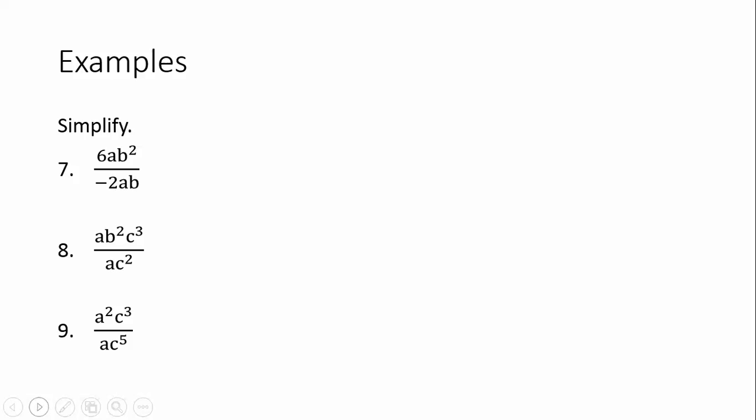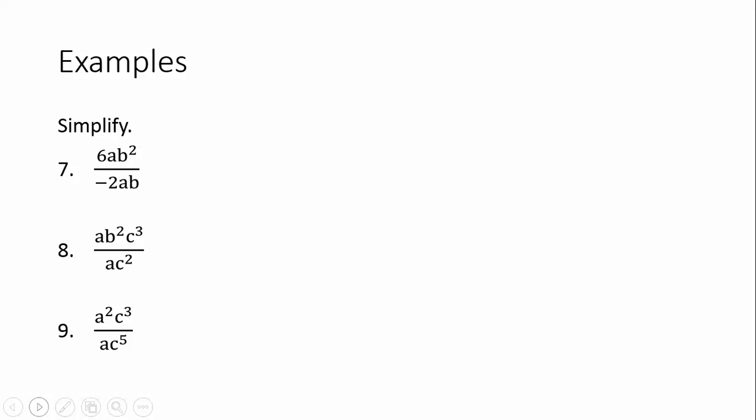Seven, 8, and 9 get a little more difficult because we have more than one variable in our numerator and denominator. And what's important to remember here is we treat each variable separately. Also, you'll see in example 7 we have coefficients, and coefficients need to be dealt with just like they would in a fraction when you reduce.